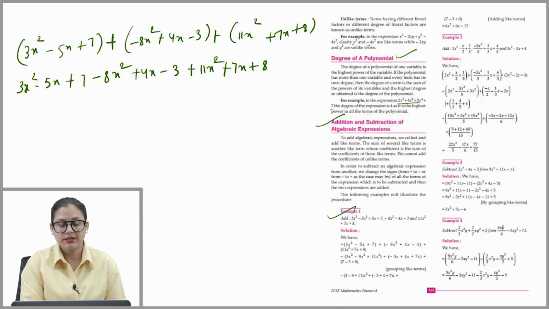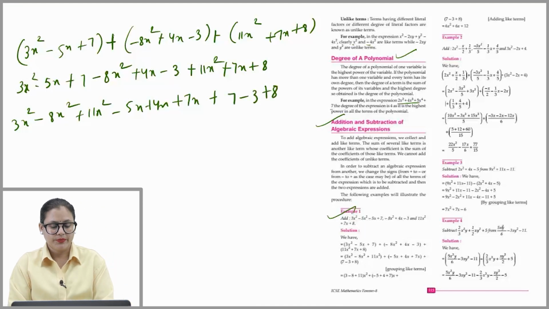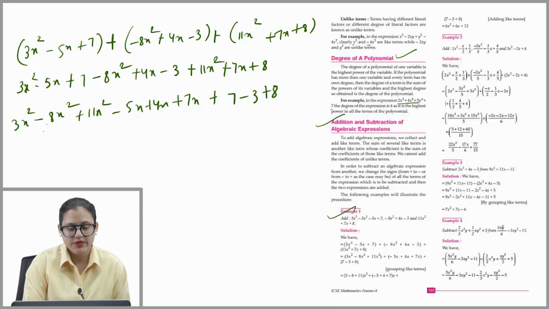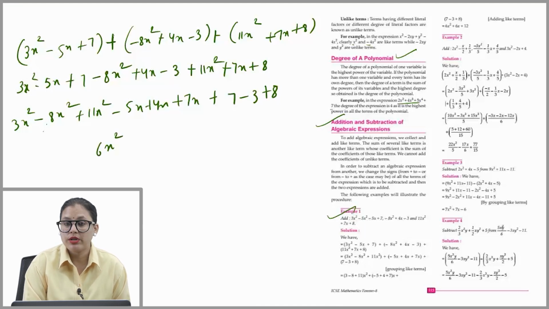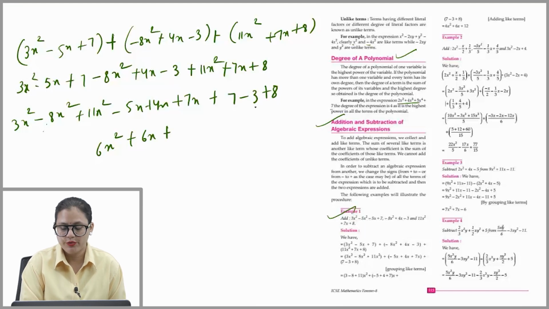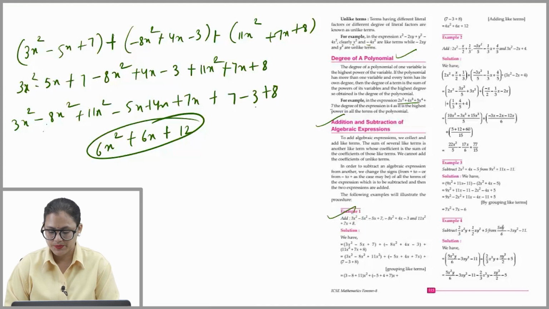Now we will combine the like terms. 3x² − 8x² + 11x² − 5x + 4x + 7x, then + 7 − 3 + 8. 3 − 8 is −5, plus 11 is 6, so 6x². Then −5 + 4 is −1, plus 7 is 6. Then 7 − 3 is 4, 4 + 8 is 12. So this is the answer, 6x² + 6x + 12.